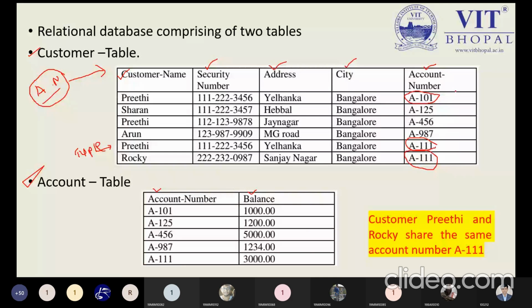You can see the important point I have written over here. The customers Priti and Rocky share the same account number, A111, as I have written over here. But what are the parameters by which you can make the relationship between the two different tables, customer and account? Here we have the account number.